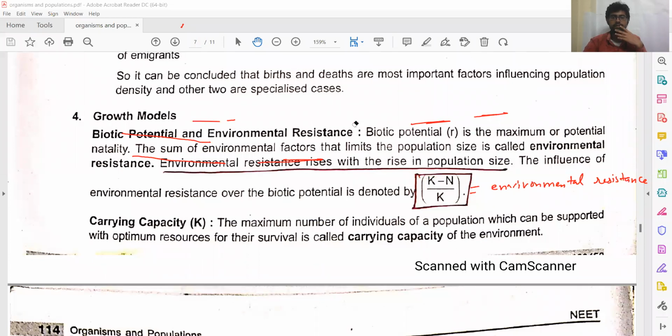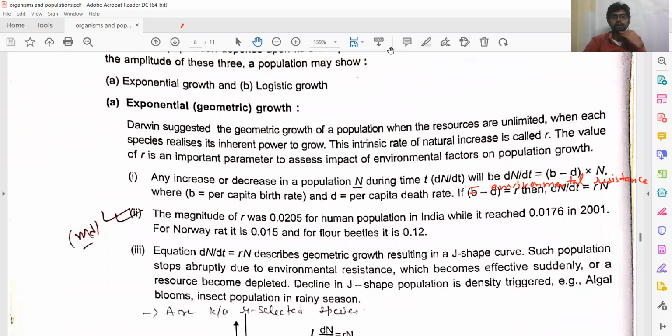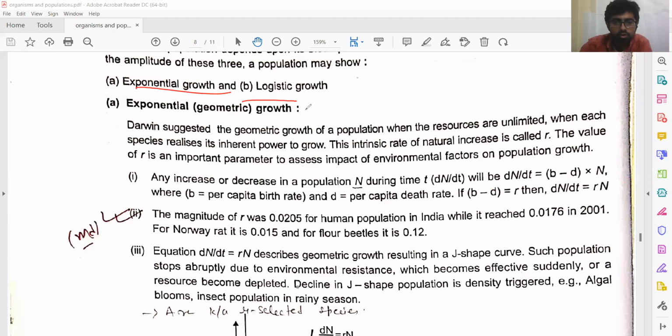Okay, so environmental resistance is K minus N by K. Now moving forward, there are two different types of growth models. The first is exponential and the second is logistic. Exponential growth model is seen when there is unlimited resources. Important, very important for NEET as well as for your boards.